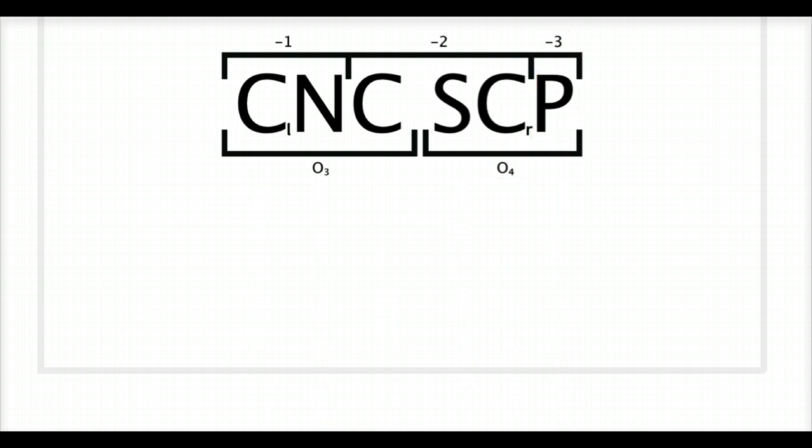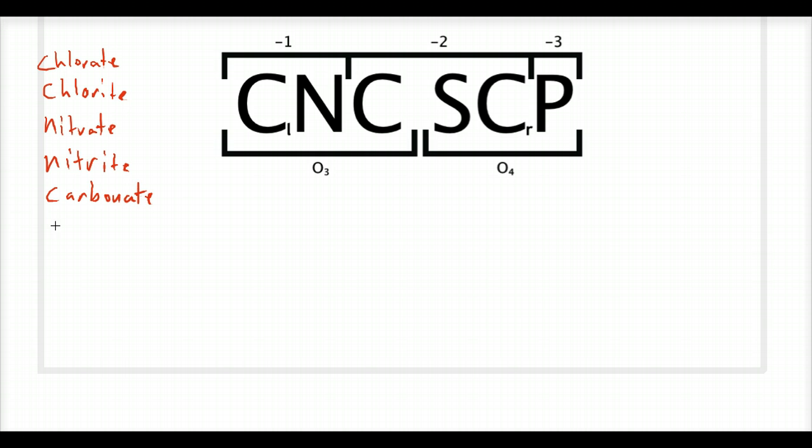What does this actually give us? Well, if I was going to write them all out, we have chlorate. And if you know chlorate, you should know chlorite. And NO3 is nitrate. And if you know nitrate, you should know nitrite. CO3 is carbonate, and if you know what carbonate is, you should know also hydrogen carbonate. Alright, you can see what I'm doing here.